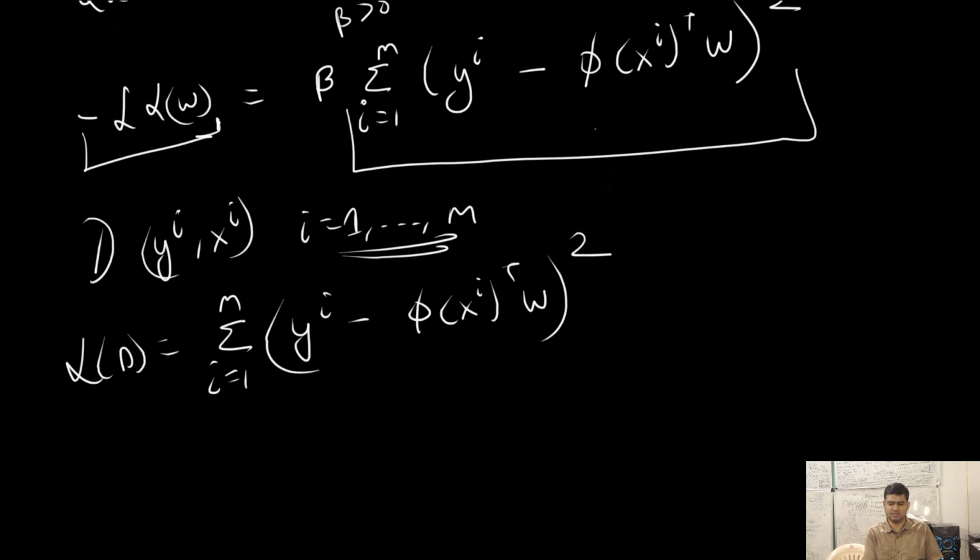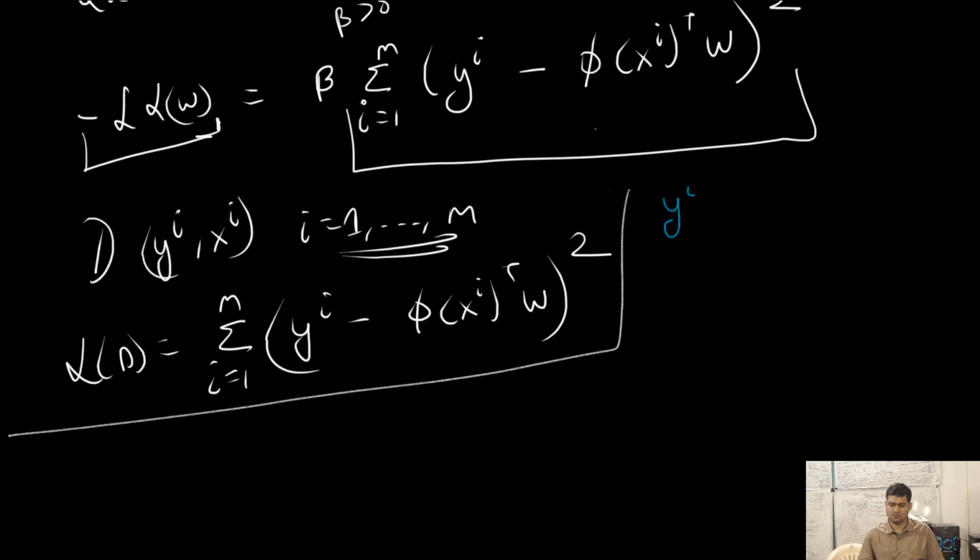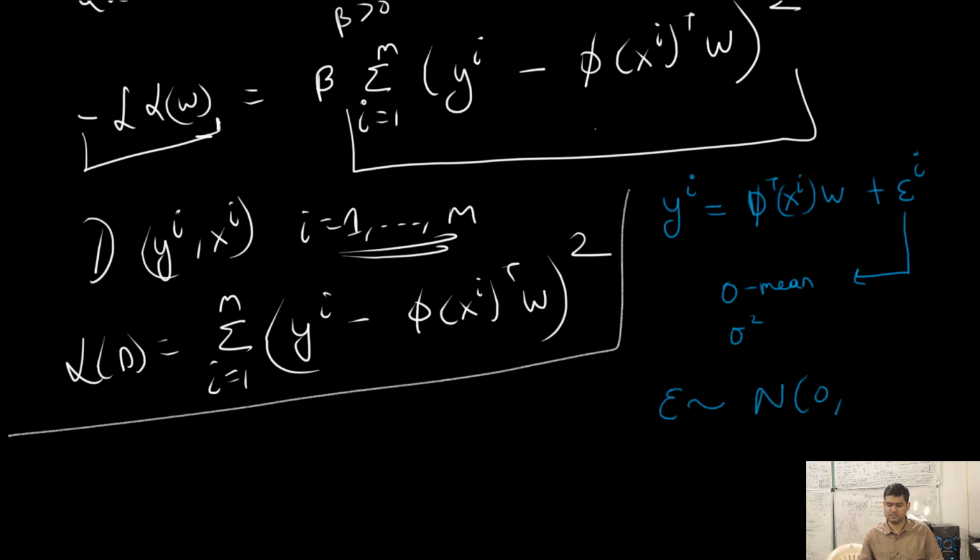So in summary, what we have learned is that if we have data where yi is given by phi of xi transpose times w plus some random noise epsilon, and if we assume that this noise has a normal distribution with mean 0 and variance sigma square, that is epsilon is normal with mean 0 and variance sigma square, and if we assume that the mapping function is linear, then we get the same solution as we get by minimizing the least square error with respect to the parameter w on the data set.